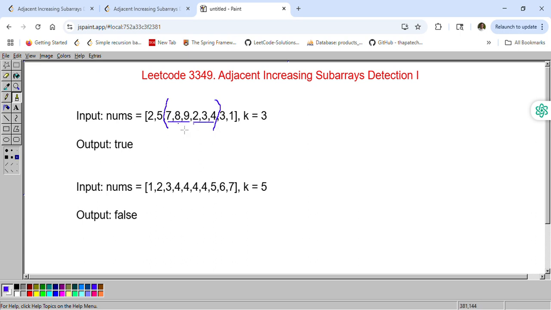So it means that you found two subarrays which are next to each other and both are strictly increasing, then you will return true. So this is how we can approach this problem. Now you understood this logic, I hope.